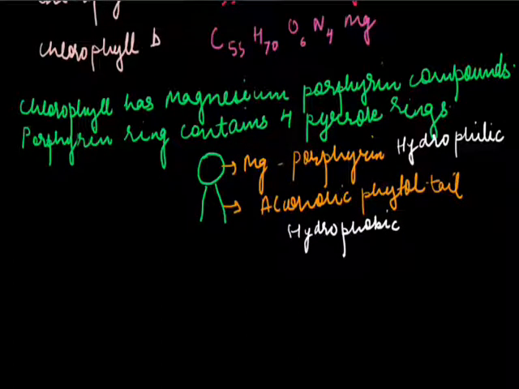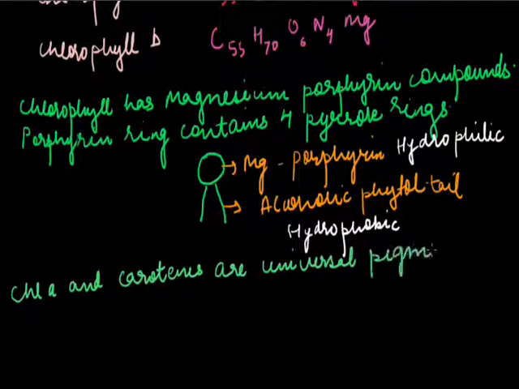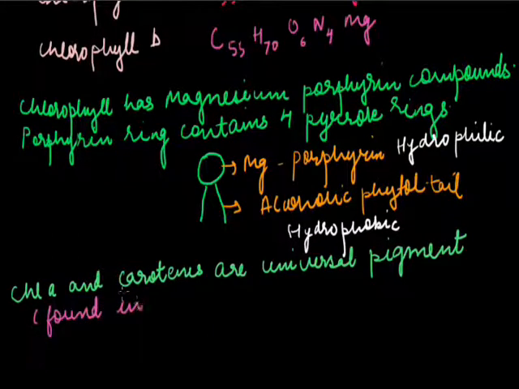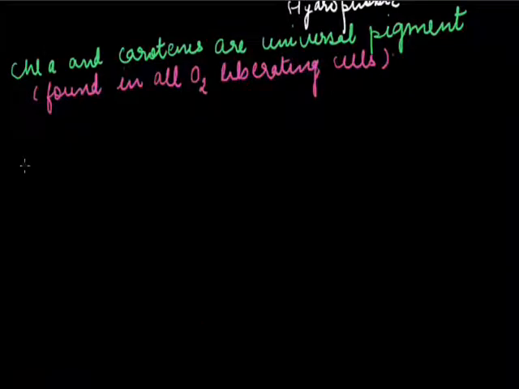Chlorophyll A and carotenes are universal pigments which are found in all O2 liberating cells. That's all for today. In the next class, we'll start with the light reaction.